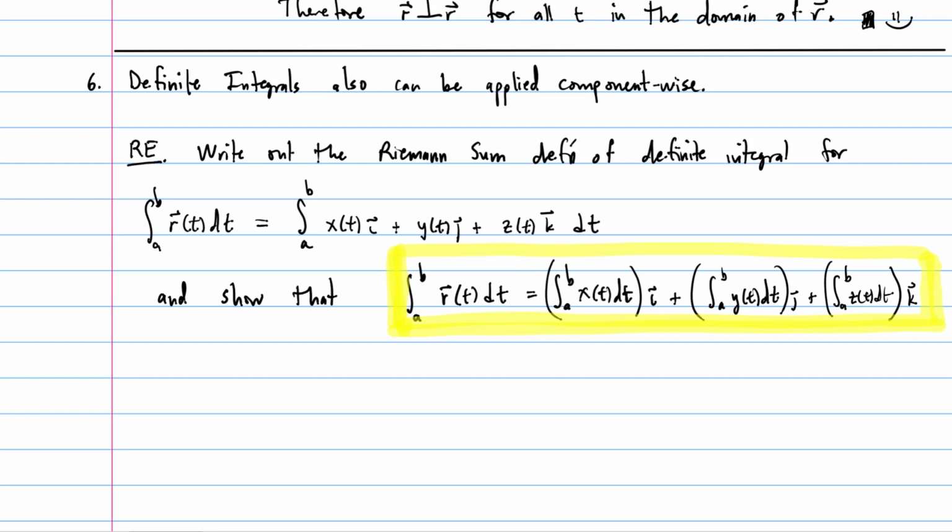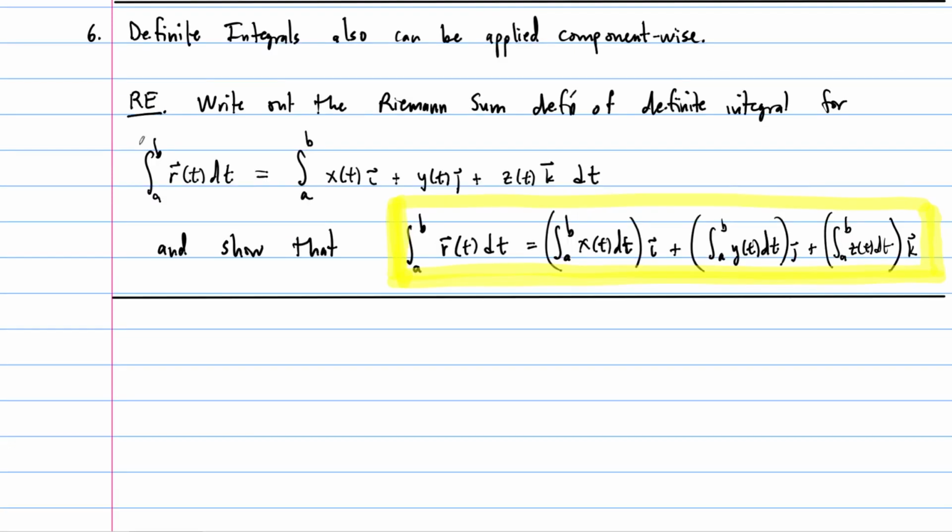So this is the idea. We can work out our definite integrals component by component, just like we do for our derivatives. And we believe the fundamental theorem of calculus as well, right? So if we can do the derivatives component by component, then we should be able to do integrals as well. And it turns out we can.